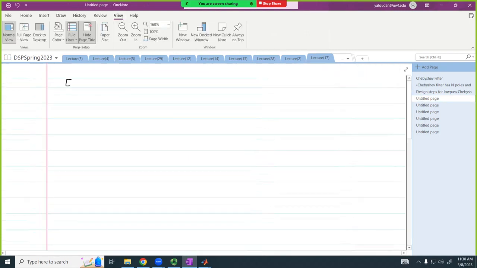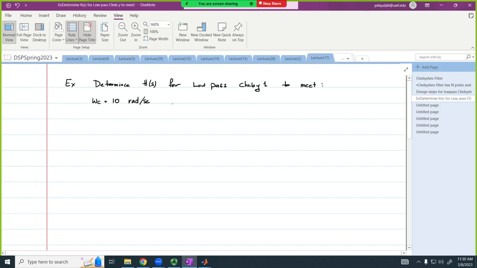So, as an example, when I determine H(s) for a low pass Chebyshev type 1 filter to meet the following specs: we have omega cutoff equal to 10 radians per second, R equal to 1 dB, omega stop equal to 25 radians per second, and alpha equal to 40 dB.